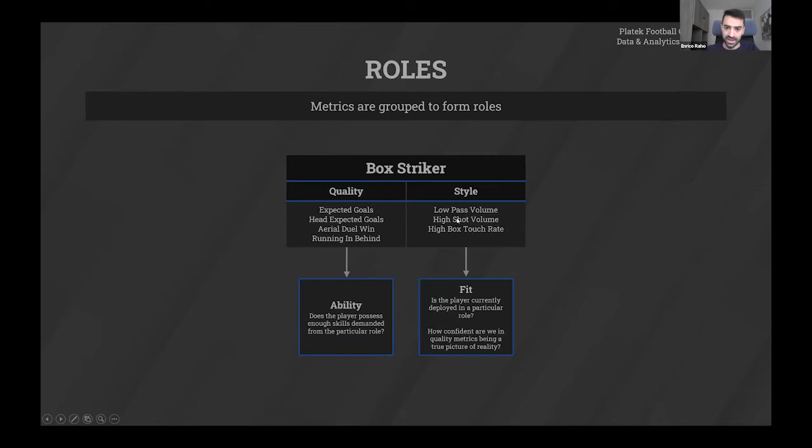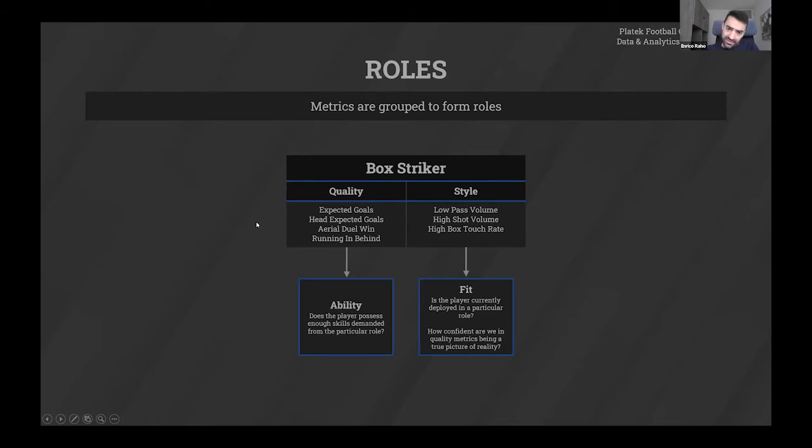So we want him to have high shot volume, high box touch rate, which translates into the style of play that we want for this player. And on the left side, quality, what do we want him to be good at? We want him to have high expected goals, high head expected goals, because usually in the box you play the ball with crosses, high crosses, low crosses are getting more and more common. But in general, a box striker has to get on the end of crosses. He has to have the ability to win aerial duels and also make runs in behind the last line of defense, again to get on the end of the key passes, assists.